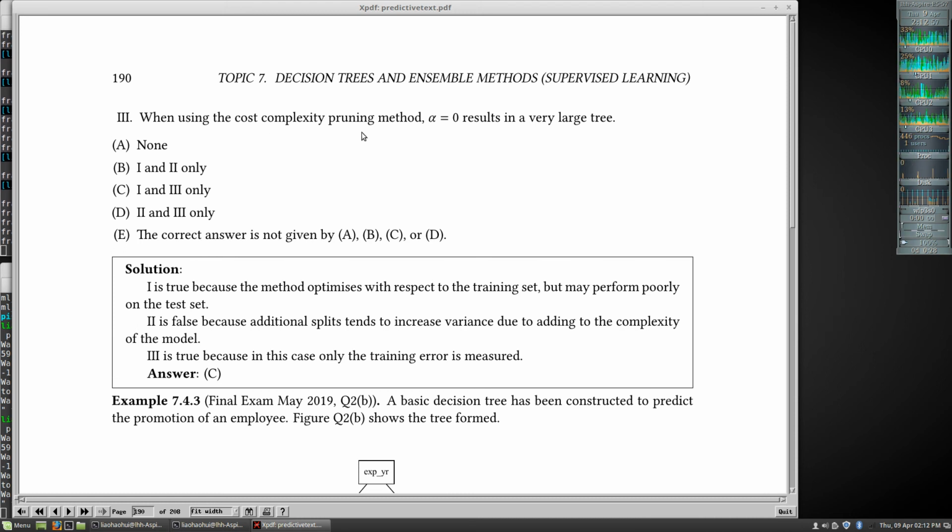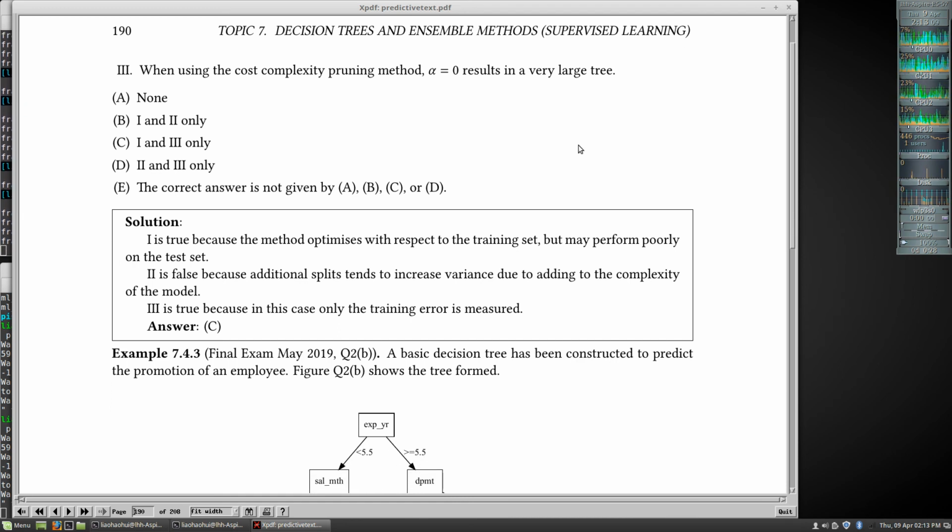Okay, when using the cost complexity pruning method, alpha equals 0 leads to a very large tree. Basically it's true, right? Because alpha is multiplied with the cost complexity pruning. Basically alpha is multiplied to the size of the tree. So if alpha is 0 it means we ignore the size of the tree. The cost will take the size into account if alpha is not 0. Let's say you put alpha equals 1, then you will see, oh, how come the cost is so high? We need to cut down on the tree size.